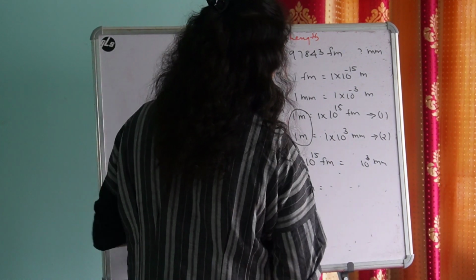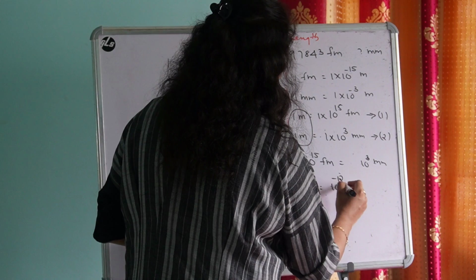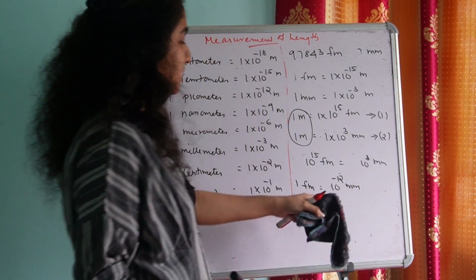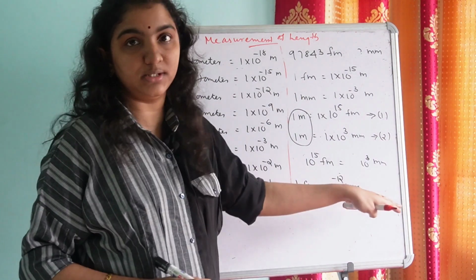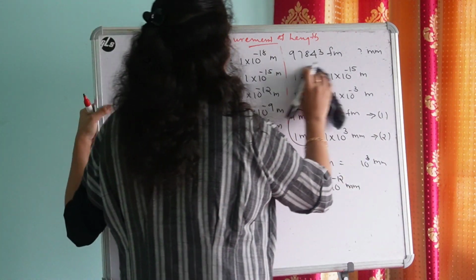1 femtometer is equal to 10 power minus 12 millimeter. Is it clear up to this step? Yes. Now we have to get the value.